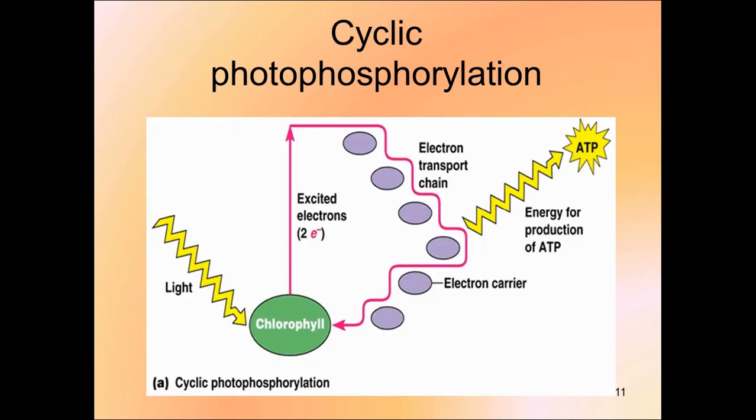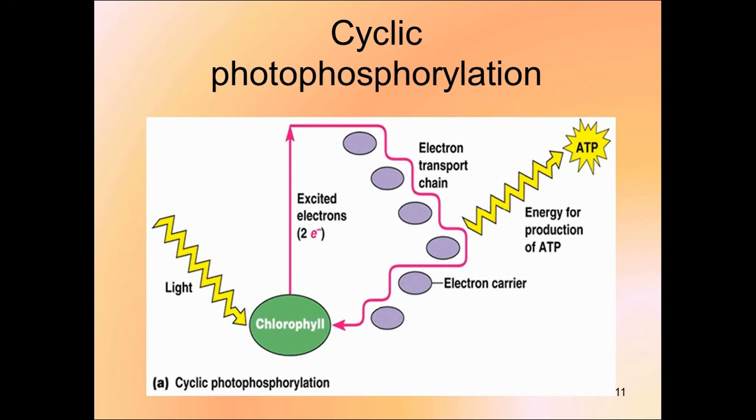The second form of photophosphorylation is the cyclic form, and this is a much simpler process. First of all, water isn't split into hydrogen and oxygen. The incoming sunlight goes directly to the P700 reaction center of photosystem 1. The electron is energized, it moves to the primary electron receptor and moved into the electron transport chain. Once it's in the electron transport chain, it acts just like it did in the non-cyclic form.